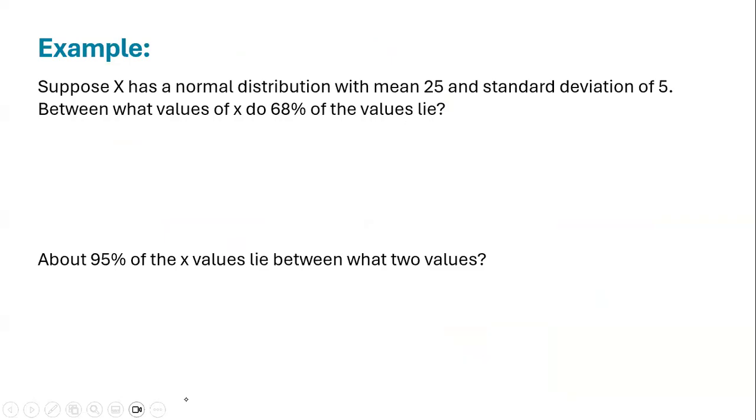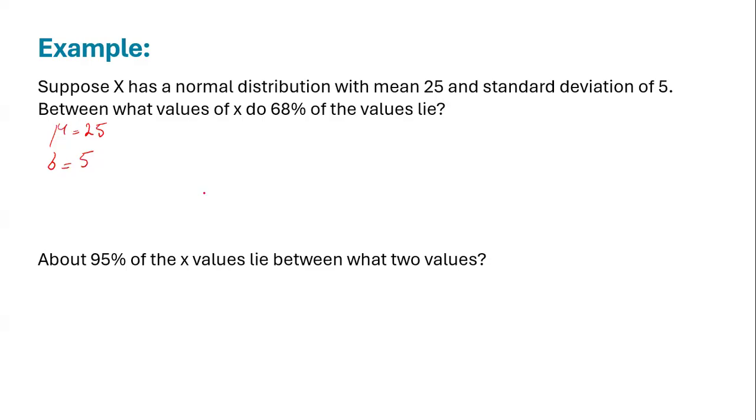Now, based on the empirical rule, we want to answer this question. So suppose X has a normal distribution with the mean of 25 and the standard deviation of 5. Between what values of X do 68% of the values lie?